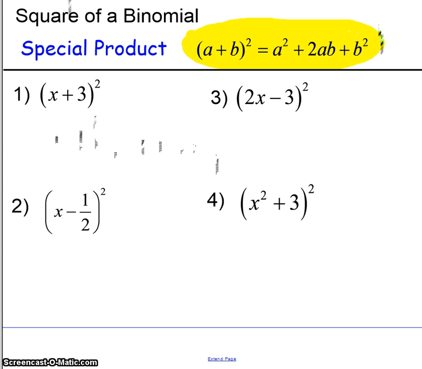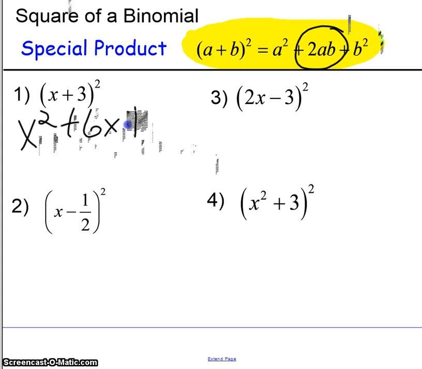I am going to square the first term, take the 2 terms, x and 3, multiply them together and double it. Okay, that's this part of the formula here. So x times 3 times 2 is 6x. And then the last term squared, so that's 3 squared, is 9. Okay? That's it. Then you don't have to go through the FOIL and the combining of like terms if you have this formula memorized.